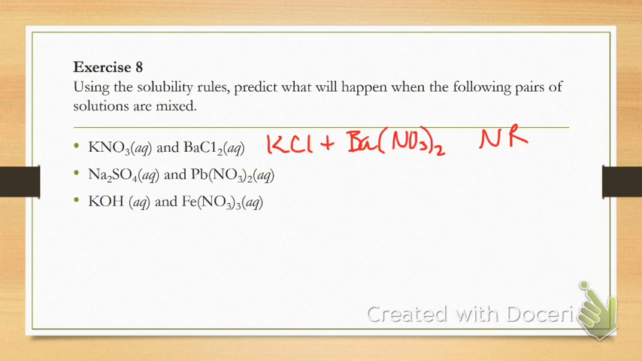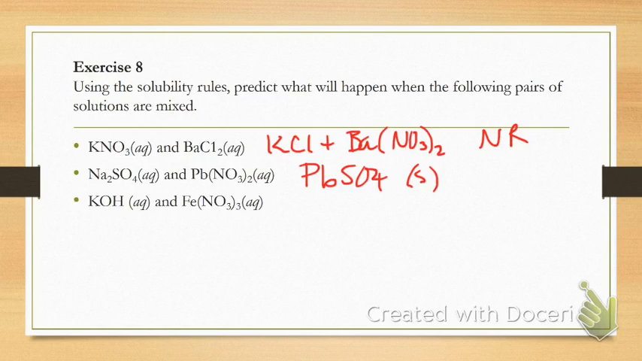Okay. Sodium sulfate and lead 2 nitrate. Would those form anything? That would also be, no, lead sulfate would form. Yeah, PbSO4 would be your solid. That would form your solid. Everything else would be soluble. So that would, and then the last one?